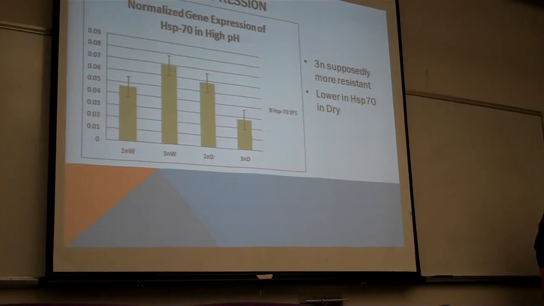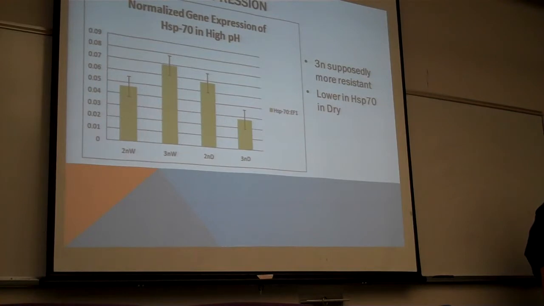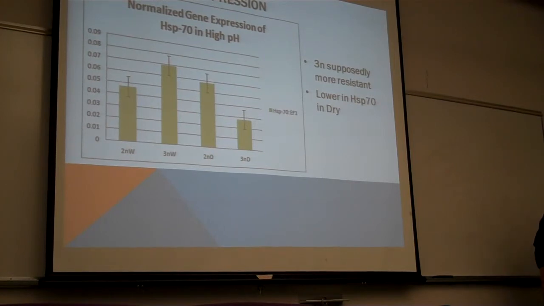By looking at the data, you can see that it's kind of skewed. It's not exactly what I was expecting, as we talked about in class. Triploids are supposedly more resistant because they're sterile, so that energy that would go towards reproduction can be focused towards the immune system.